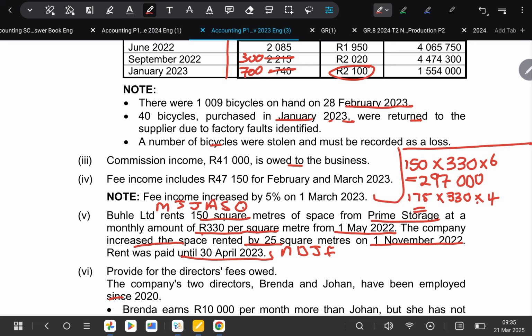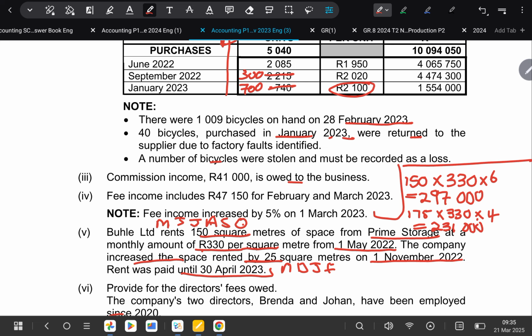So let's see, 175 multiplied by 330, and then multiplied by those 4 months. It is giving us 231,000. So in our income statement under rent expense, we are going to include 297,000 plus 231,000, and then it will tell us how much was the rent to be paid.